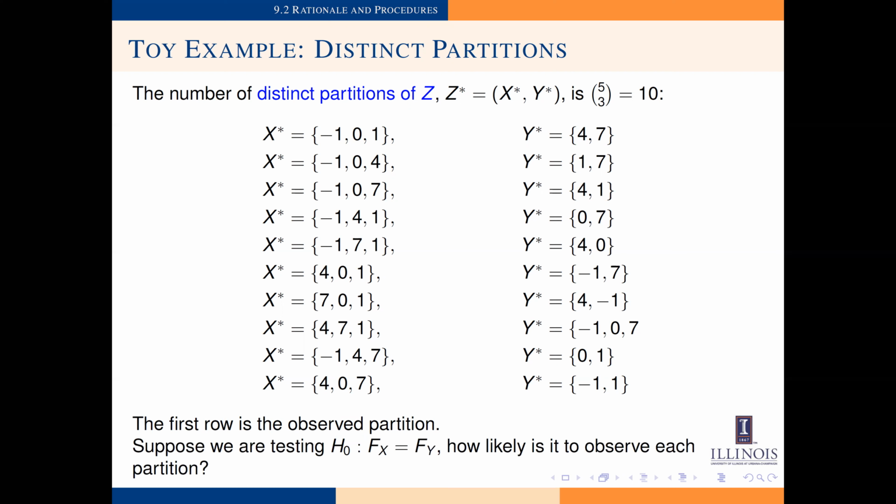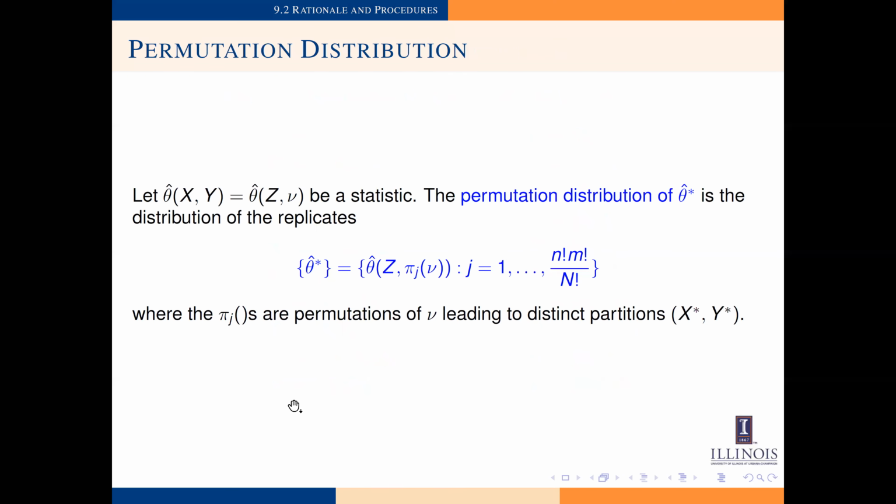So why are we doing this? Why are we doing permutations and combinations again? Well, suppose we're testing the null hypothesis H0, where f_X is equal to f_Y. Then one thing we might consider is how likely is it to observe each partition. This is a place where we are going to introduce a definition called the permutation distribution.